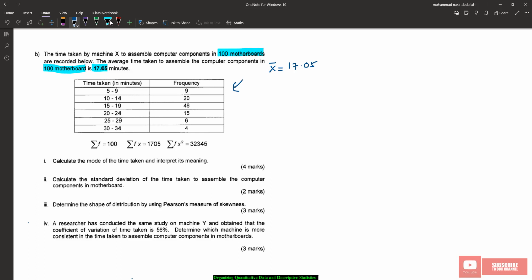If you look at the frequency table, we don't have a class boundary, right? We don't have a class boundary. Just take note, we have a frequency value, and this is the value calculated from this frequency. So the total frequency is 100, which means the total here should be equal to 100, and fx equals 1705. Fx square is 32,345.